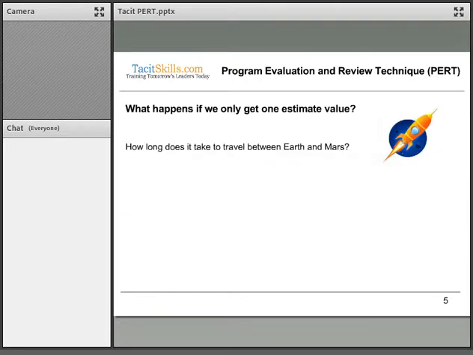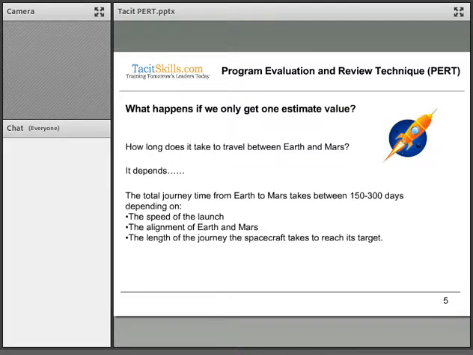So if we look at what happens if we only have one value of estimation, and we use it quite a lot on projects where we only determine one value. If I have to ask how long it is going to take us to travel between Earth and Mars, you have to do an estimate of the time. Then the most probable answer that we get back is, well, it depends. It depends on different things. Now, what does it really depend on?